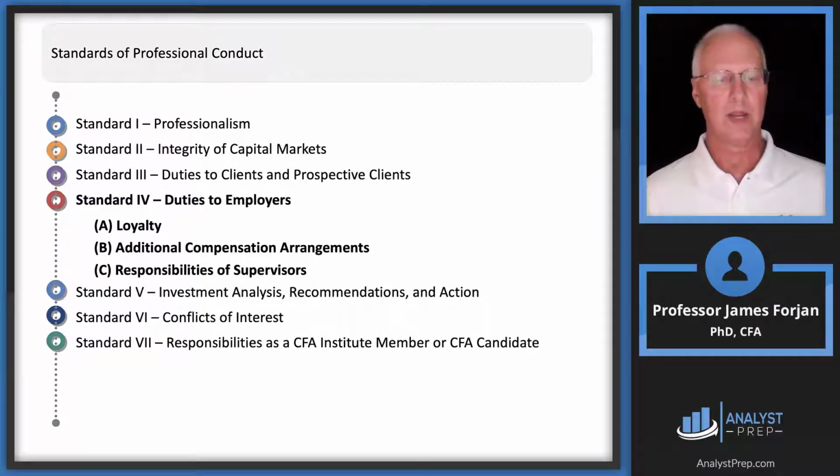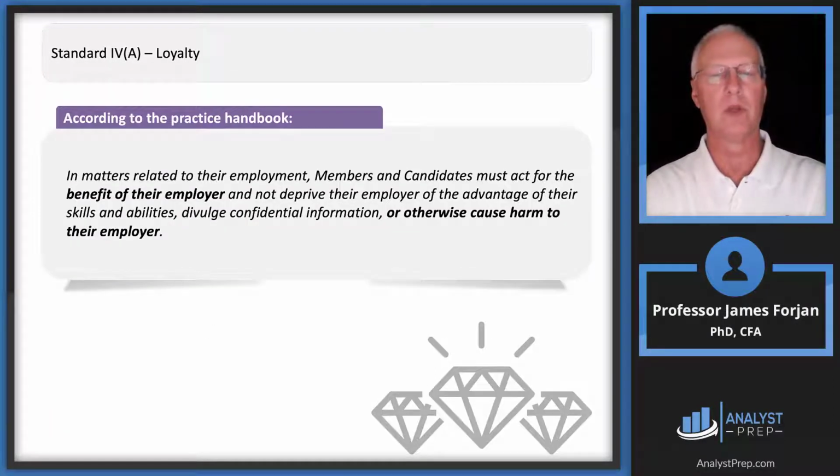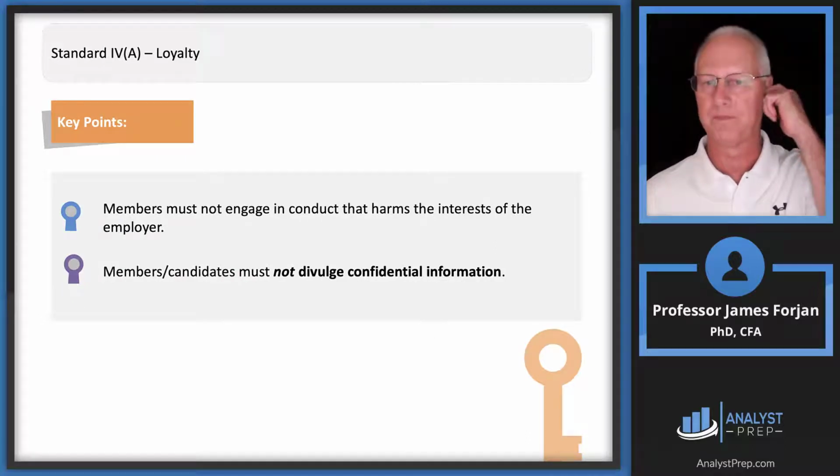Here we are, standard 4, duties to employers. Notice that the Institute has 3 components here, starting with loyalty. And according to the practice handbook, and according to any kind of reasonable definition of loyalty, this is fairly obvious here. So what must members and candidates do? Must act for the benefit of their employer, not deprive their employer of any advantage. And notice what we have in bolded there, otherwise cause harm to their employer. That sounds an awful lot like loyalty to me.